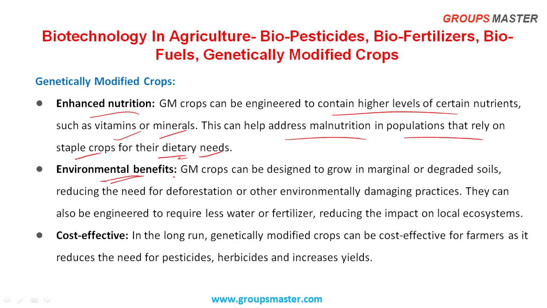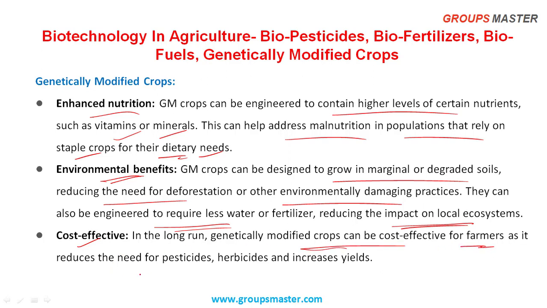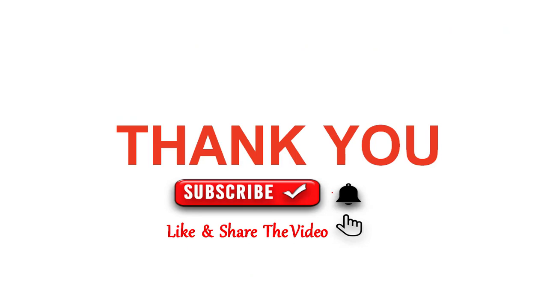Next application is environmental benefits. GM crops can be designed to grow in marginal or degraded soils, reducing the need for deforestation and other environmentally damaging practices. They can also be engineered to require less water or fertilizer, reducing the impact on local ecosystems. Next important application is cost effective. In the long run, GM crops can be cost effective for farmers as it reduces the need for pesticides, herbicides and increases yields.